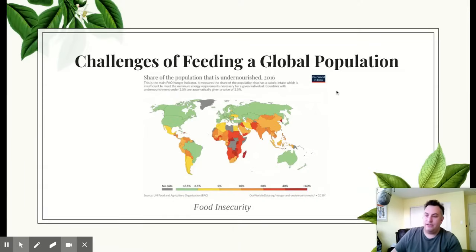All right. Challenges of feeding a global population. We got food insecurity. Unfortunately, some countries on our planet are not food secure, where people go to bed at night without knowing where their next meal is going to come from. This map from the amazing Our World in Data website is from there.